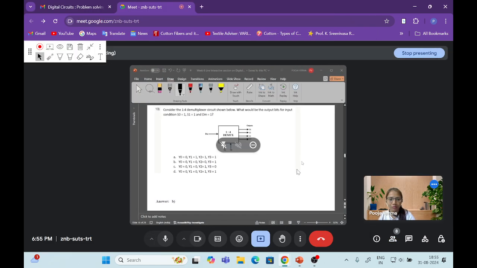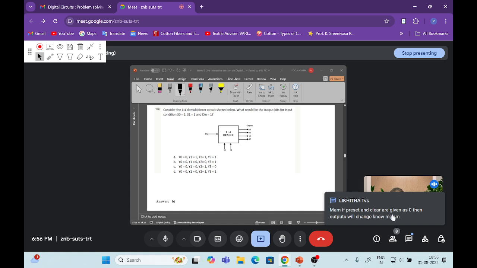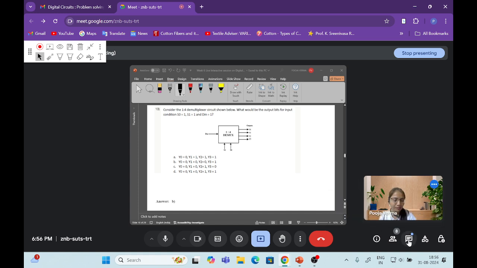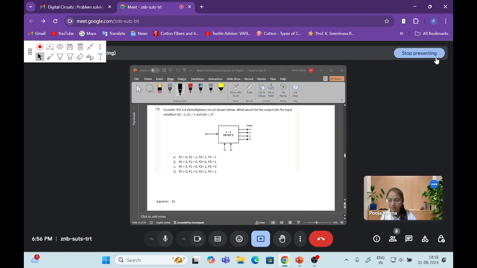Okay. So next question is, consider the 1 into 4 demultiplexer circuit shown below. What would be the output bit for the input condition? S is 0 and S0 is 1 and S1 is 1. Both are 1. Now if preset and clear are given as 0, then the output will change. If preset and clear is 0, that is a different case.